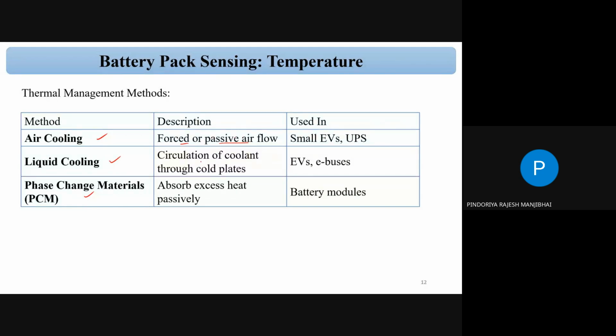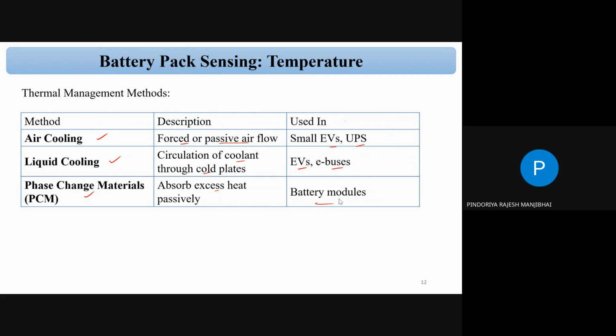Liquid cooling is the circulation of coolant through cold plates. Phase change material absorbs the excess heat passively. Air cooling is normally used in small EVs and UPS. Liquid cooling is normally used in EVs and e-buses, and phase change material is used in battery modules.